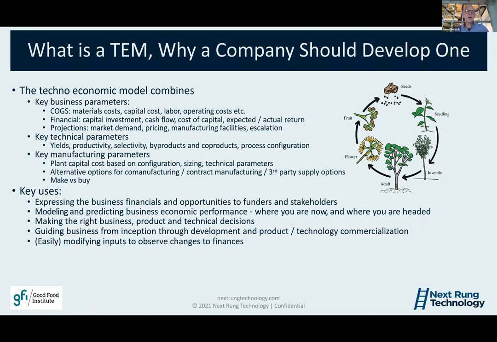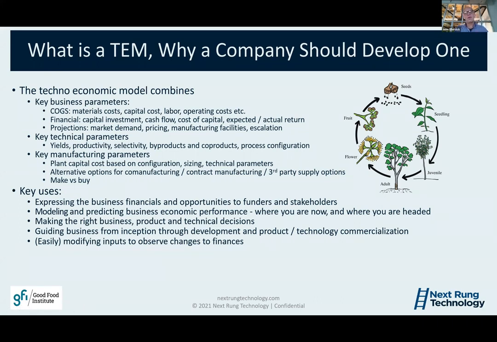In a techno-economic model, the techno part implies that you also have key technical parameters in there. In this case, we're going to talk about productivity, selectivity, byproducts and co-products. And later, as you develop a model, what is the process configuration? We're going to think about your manufacturing plant. What's its size? What makes sense early on and later on to supply the market and bring costs down?